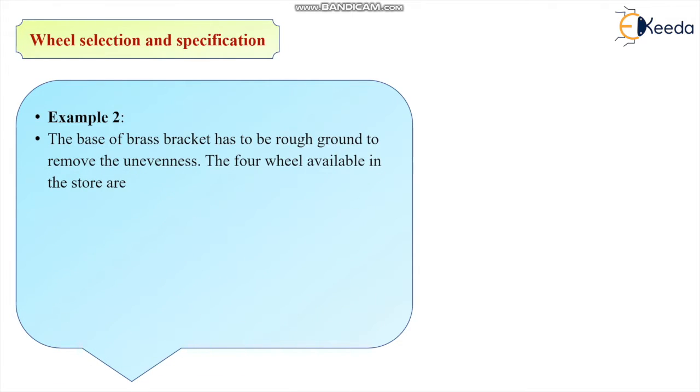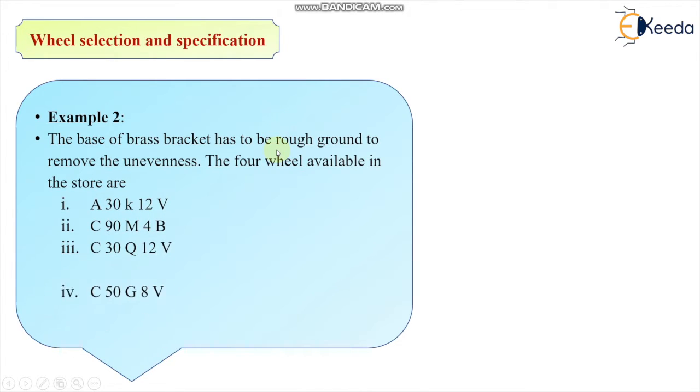The base of the brass bracket has to be rough ground to remove the unevenness. Okay, the wheels available in the store are as follows. One is A30K12V, another is C90M4V, third one is C30Q12V, and fifth one is C50G8V. So we have to go for the most suitable wheel.